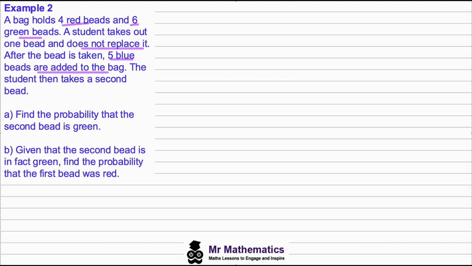So if we draw a tree diagram, on our first go, we can either have a red, which will have a probability of 4/10, the 4 red and the 6 green, or we can have a green, and this will have a probability of 6/10. And then on our second go, we can either get a red, a green, or a blue.